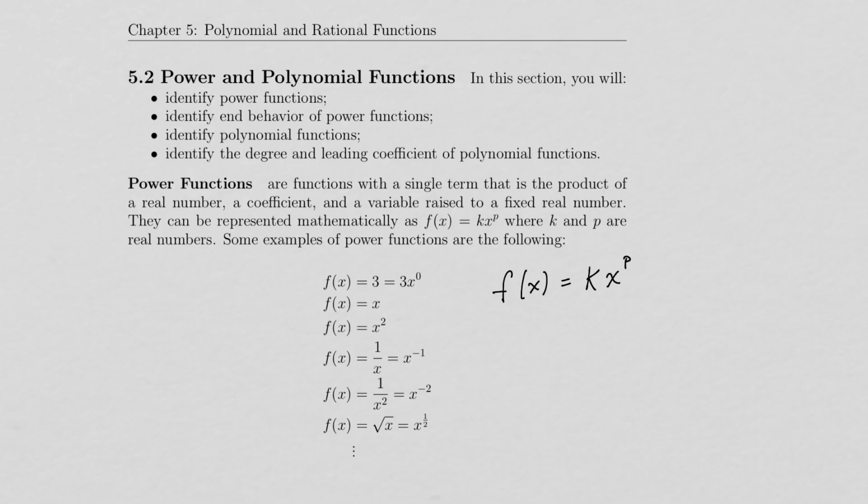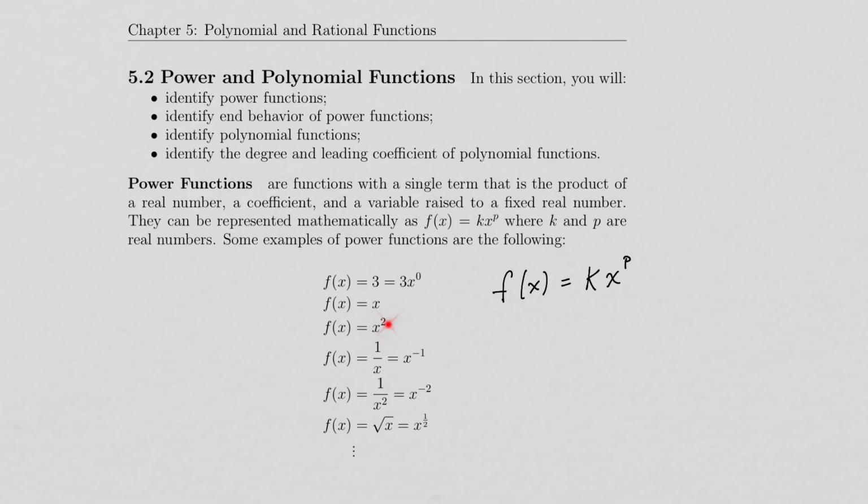So some examples of power functions are the following. A constant function could be a power function. Why? Because it has that form, 3 times x to the 0. So p in this case is 0, but remember x to the 0 is 1. So f of x equals 3, a constant function, would be a power function. Or f of x equals x to the 1, remember that's the identity function. That's also a power function, where k is 1 here.